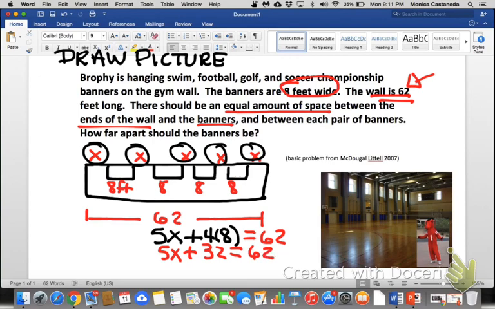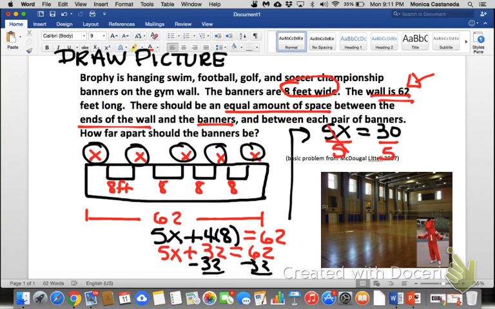Use our inverse operations and subtract 32 from both sides. So 5x equals 30, and then inverse of multiplication is division. So we divide both sides by 5. So x equals 6 feet. And again, notice we have our units of measure. So those were our 3 ways we can tackle a story problem. We're going to use a formula, look for a pattern, and draw a diagram.